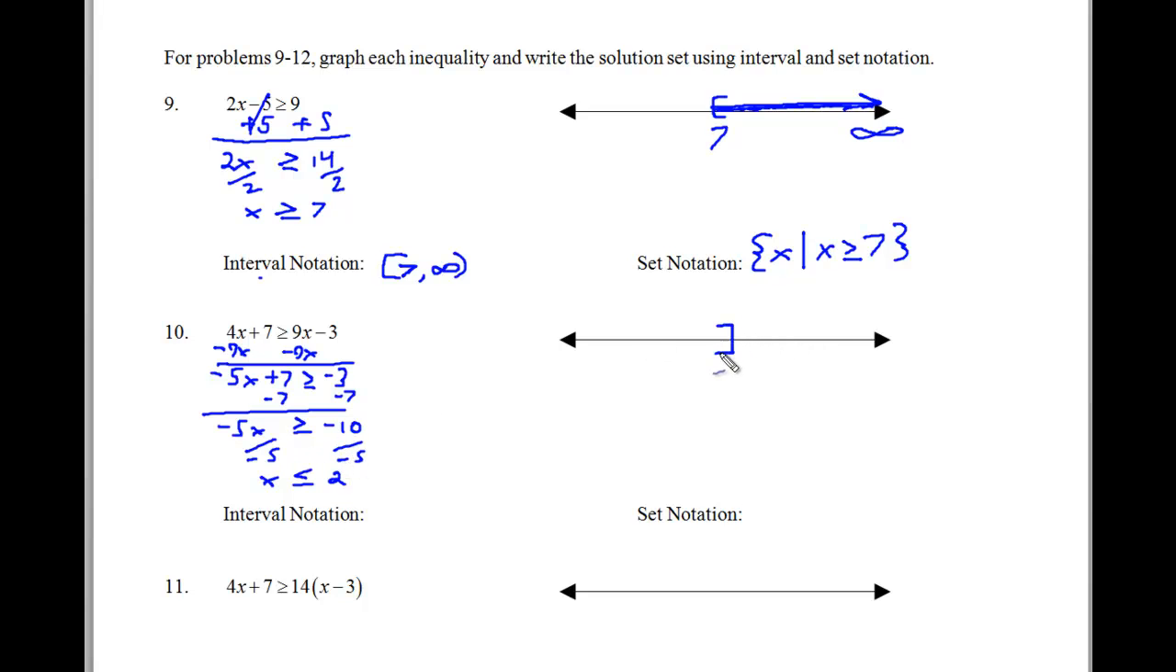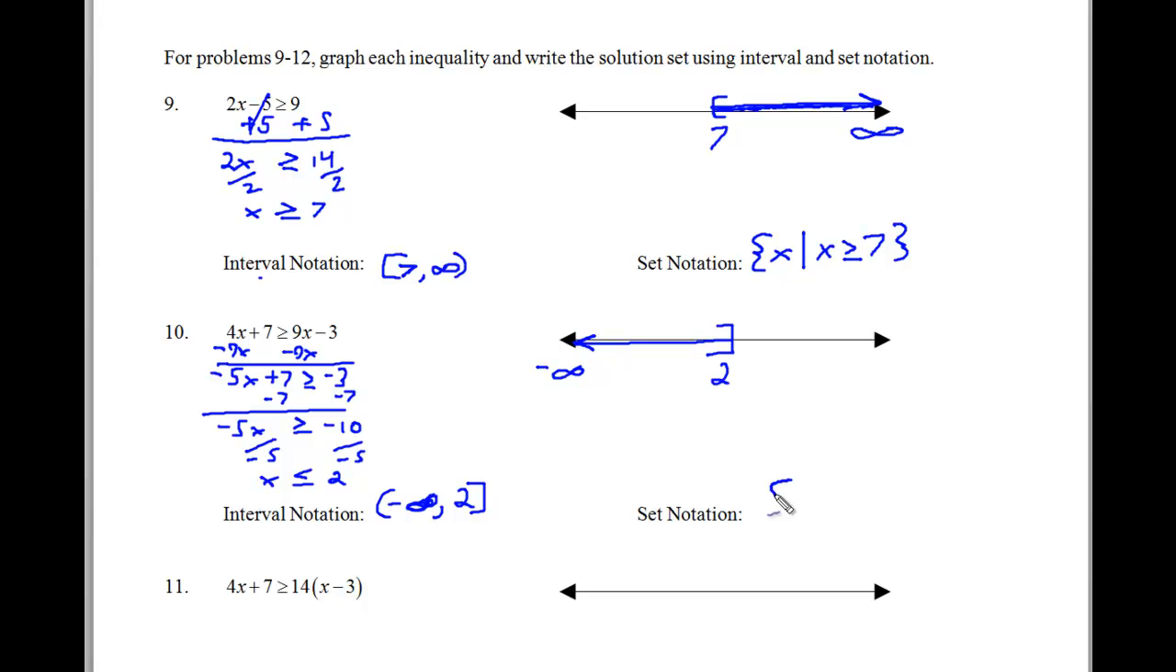So this is going to be another bracket since it's less than or equal to, starting at 2 and going to the left because of the less than. The interval notation is going to go from negative infinity to positive 2, so make sure you have your negative infinity on the left because interval notation is written from lowest to highest. So negative infinity and 2 with a bracket.